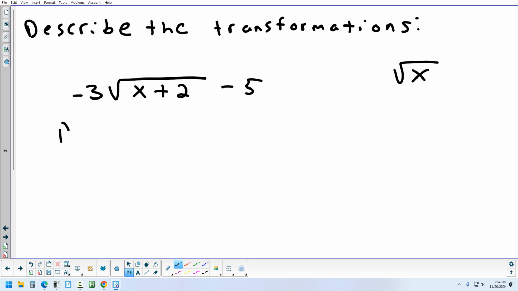What's going to be the first transformation that we do? So it's A, so that would be the 2. 2, yep. And what is that going to do to the graph? That is a horizontal shift. Yep. And it's going to be to the, let me look at my notes real quick. I'm pretty sure positive is left? Yeah. Okay. So it's going to be shift left 2, so that's good.